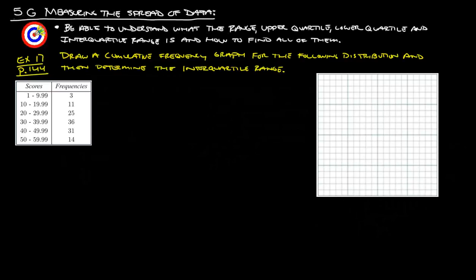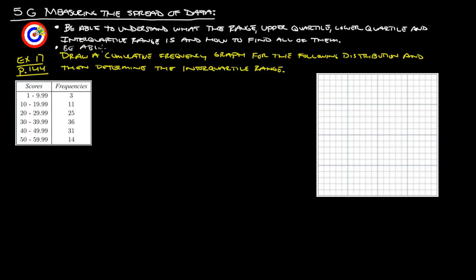And then one last thing to take a look at is we're going to actually make our own cumulative frequency graph for the following distribution, and then we're going to determine the interquartile range of that. Okay, so our cumulative frequency graph. You know what, we really probably should include that in our goals.